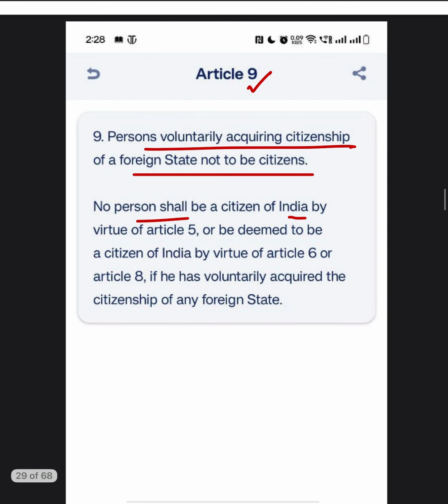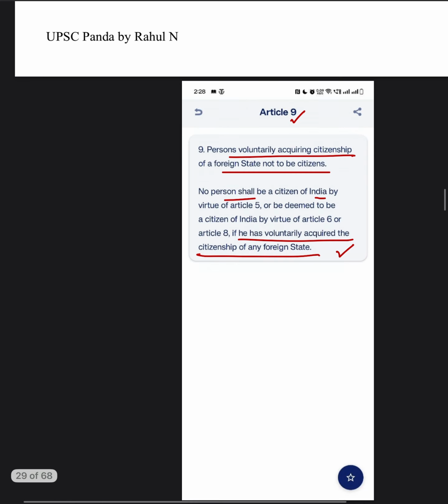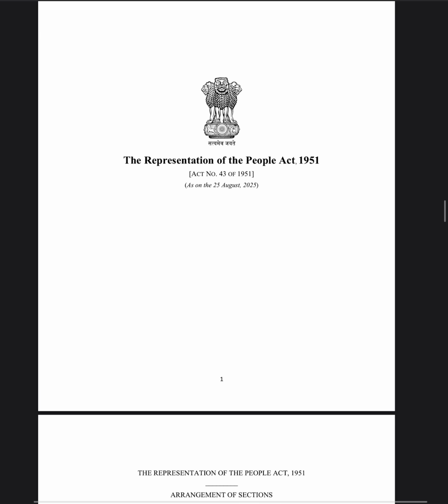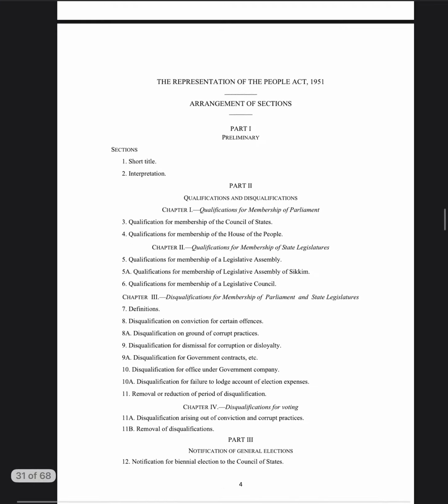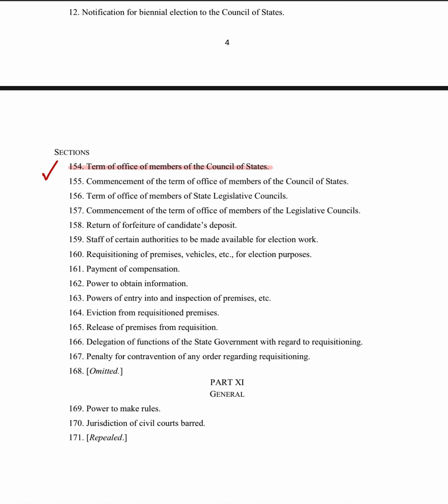Let me explain and show you the sources where it is mentioned. Tenure of the Rajya Sabha. See, this is the Representation of the People Act of 1951. It is mentioned in your syllabus, you should look it up. In this Act of 1951, there is one section, 154, term of the office of the members of the Council of State. So this term is mentioned in the Act of Parliament of 1951, the RPA, Representation of the People Act.